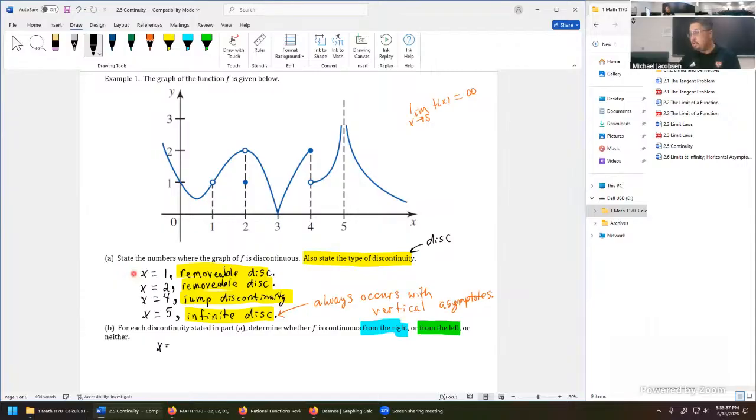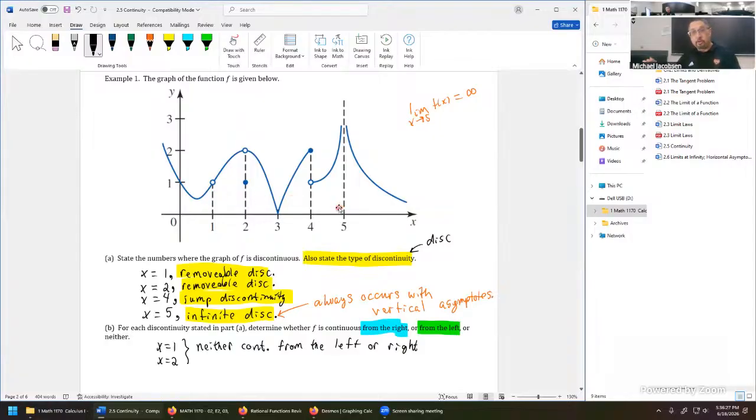So at x equals 1, x equals 2, these are, let me try again with the curly brace, neither continuous. I'll use CONT for a shorthand on continuous from the left or right. To get continuity on a single side, it cannot be removable.